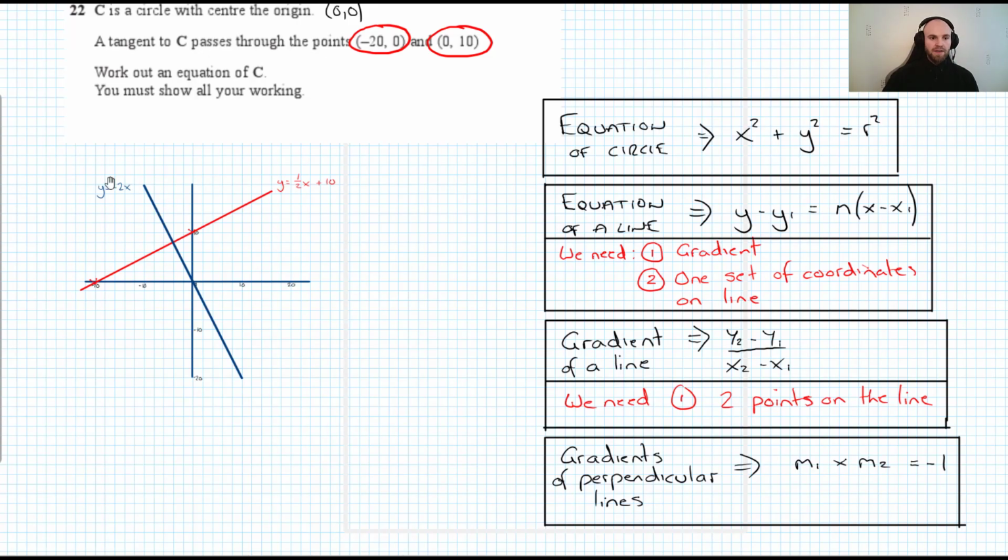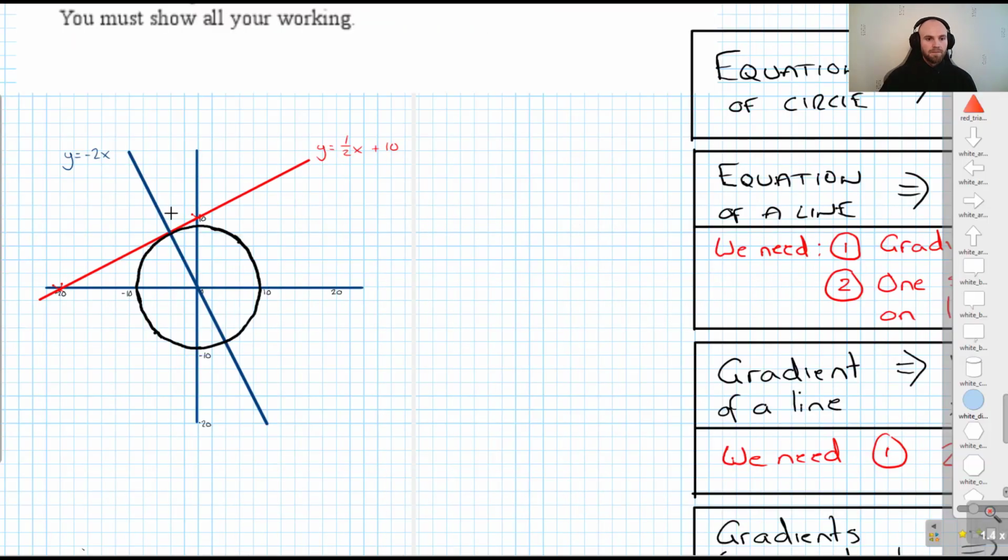So like I said, we're going to draw everything. So now we have this equation for the radius, and it's going to be y equals minus 2x. So now I've drawn the circle on here. So we have this tangent to the circle, and we have this bit here would be the radius, and this is the equation of the radius.